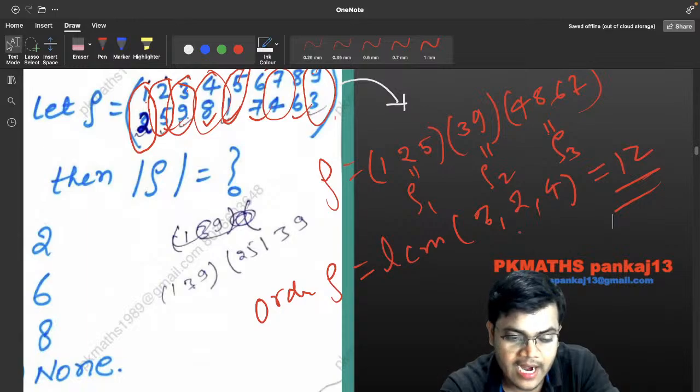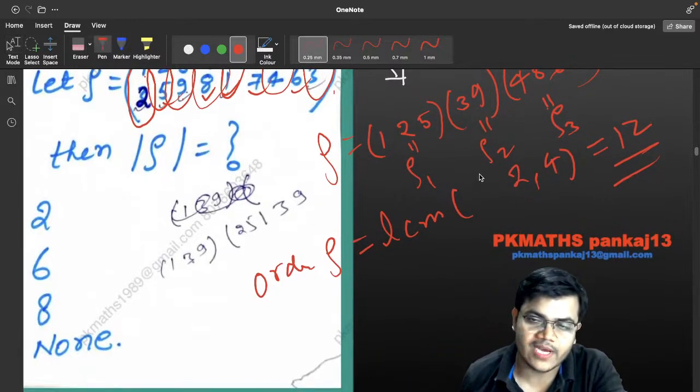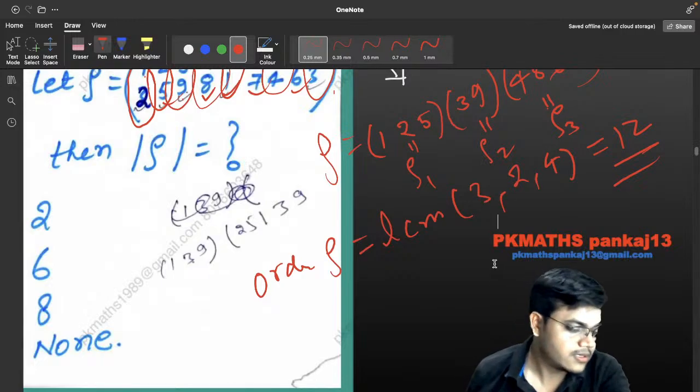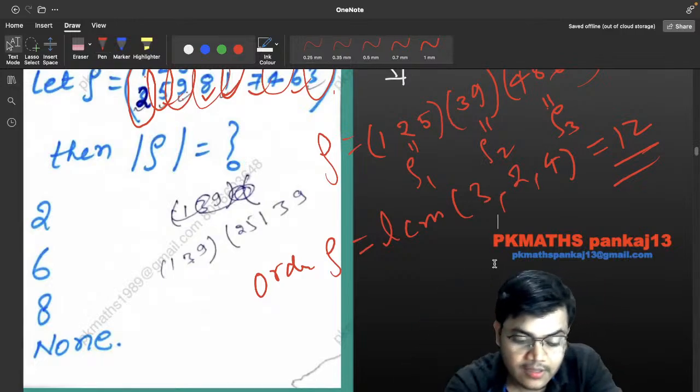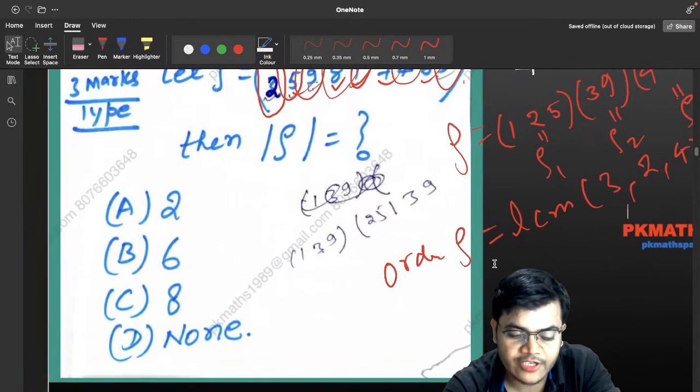Rajiv ji, do you agree with this? We have to see the LCM, which is 12. Isn't it fine? Not 24, it's 12 only. Yes, Shubhamji.